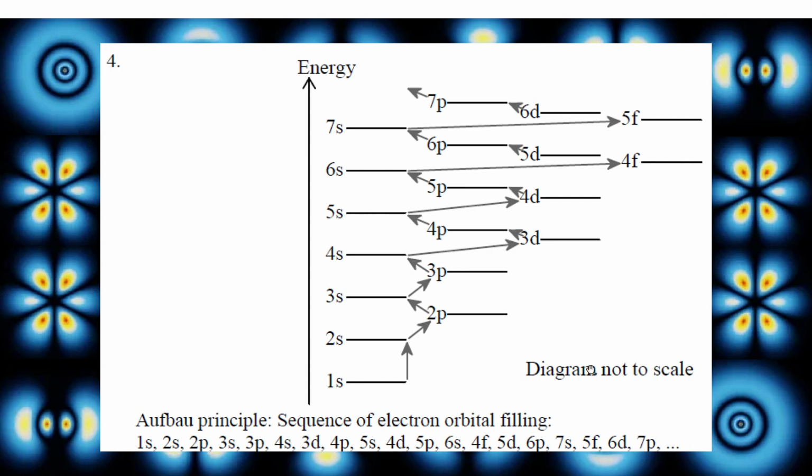Remember: don't fill 3d so early, fill 4s first. Don't fill 4d so early, fill 5s first. And then 4d and then 5p. And then you remember it. This sequence, you don't need to memorize it rigidly. Just look at this diagram, do more exercises, look at the periodic table, try to work on it, and then you will get it very quickly, promise. You're smart.